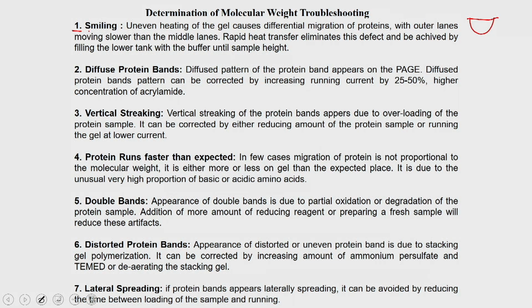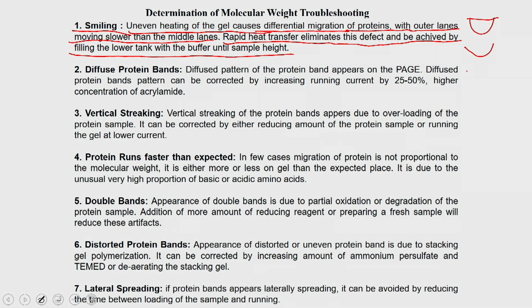So, one of them is called smiley bands. Uneven heating of the gel causes differential migration of the protein in the outer lanes. Rapid heat transfer eliminates this effect and can be achieved by filling the whole tank with buffer up to the sample. What is meant by smiley is that you have a band like this, or you can have a band like this.